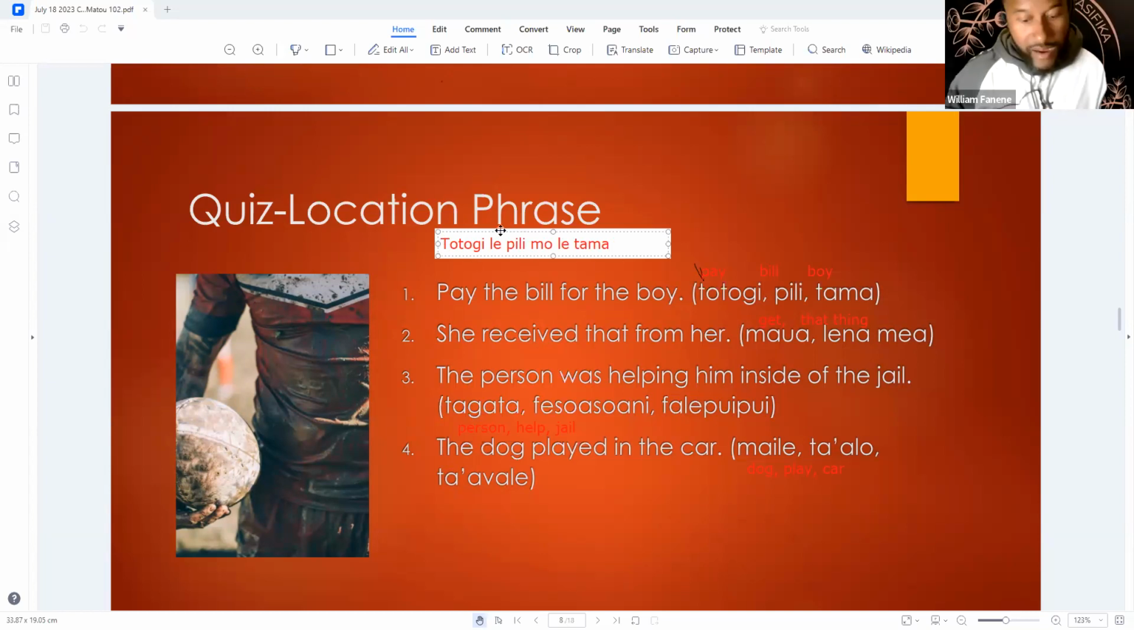So that's also a tense marker, which I just learned maybe five years ago. That is a tense marker when someone says something like that. So it's like boom, right now, pay the bill for the boy. This is a command. It's the order. Yeah, tongi le pili mo le tama, or tokongi le pili mo le tama.